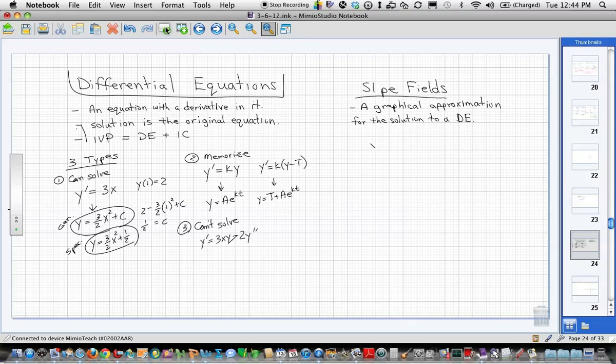So, for example, let's take this differential equation right here. Now, I realize this is one that we already know how to solve, but let's just do that one. And let's draw ourselves a simple little graph. We won't put very many numbers on it, but we can do a couple here.